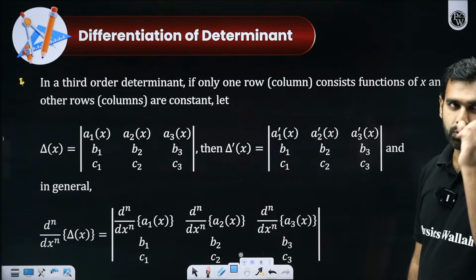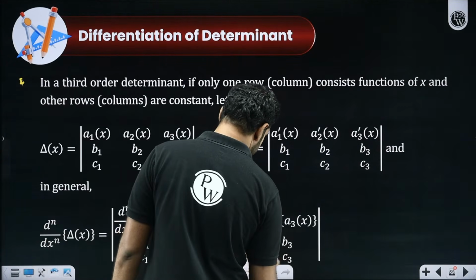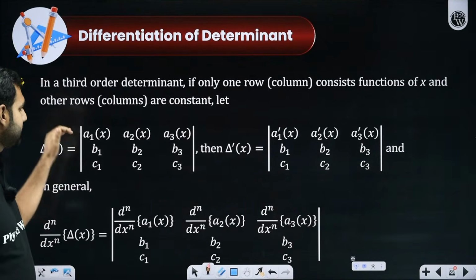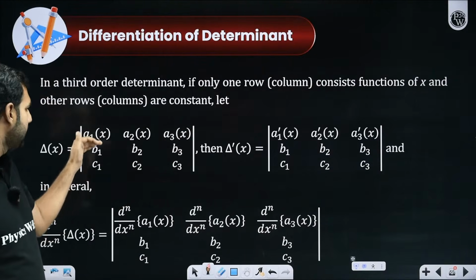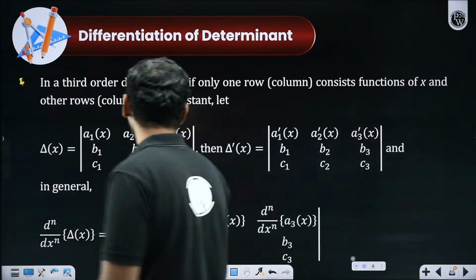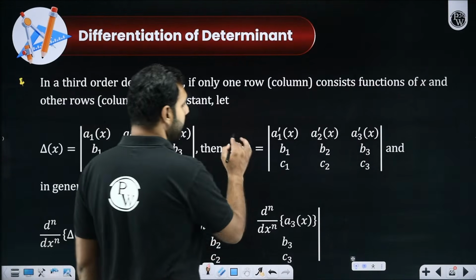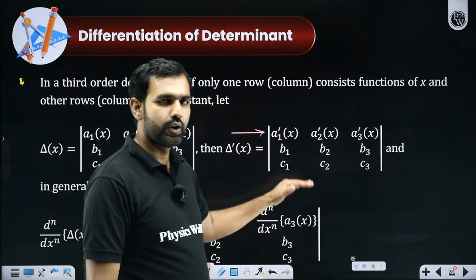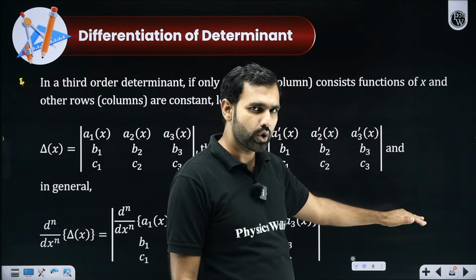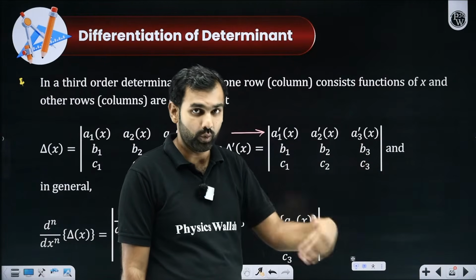Now, there is one more conclusion I want to give you all, that let's say if someday you encounter something like this, where you are given delta x as only one row or one column in x, and the other two rows or columns in terms of constants. Then let's say I find delta dash x. So what will delta dash x be? Delta dash x will be the derivative of the first row, other two rows as it is, plus first and third row as it is, derivative of the second row, but it will be 0, 0, 0. That will be 0. The whole determinant will be 0.